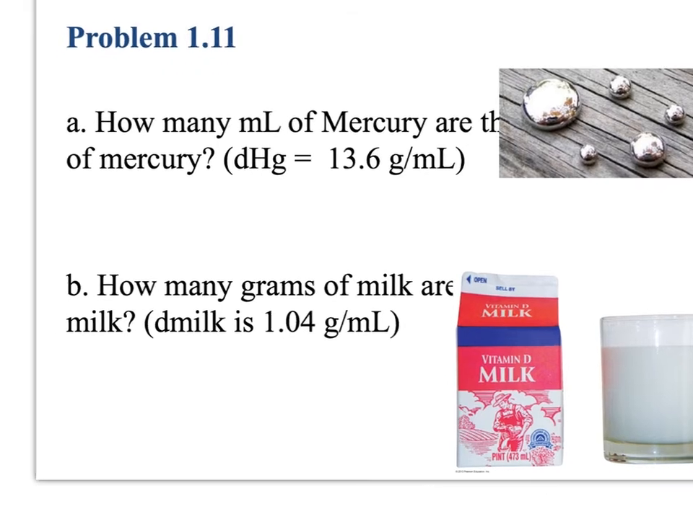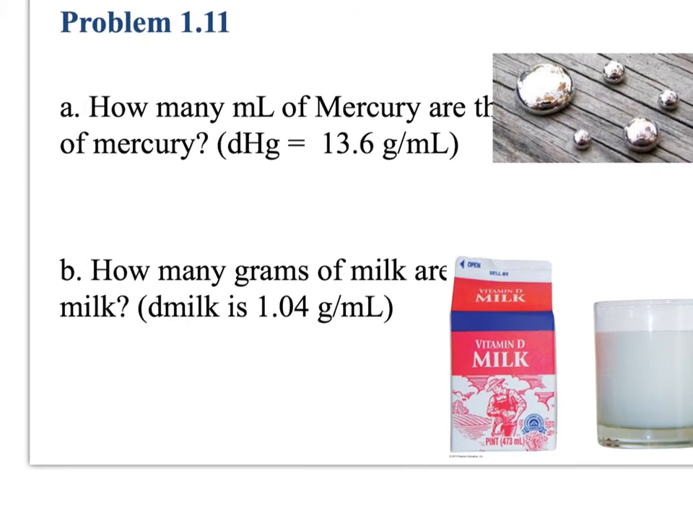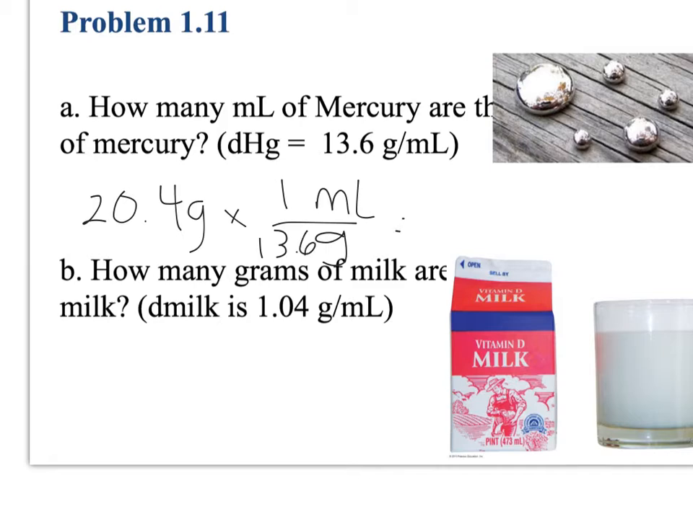So we could do problems like this. How many milliliters of mercury are there in 20.4 grams of mercury? So we can start with 20.4 grams, and then given the density, we know that we have to place grams over here, milliliters here. So 1 milliliter is 13.6 grams. The answer is going to be 1.5 milliliters.